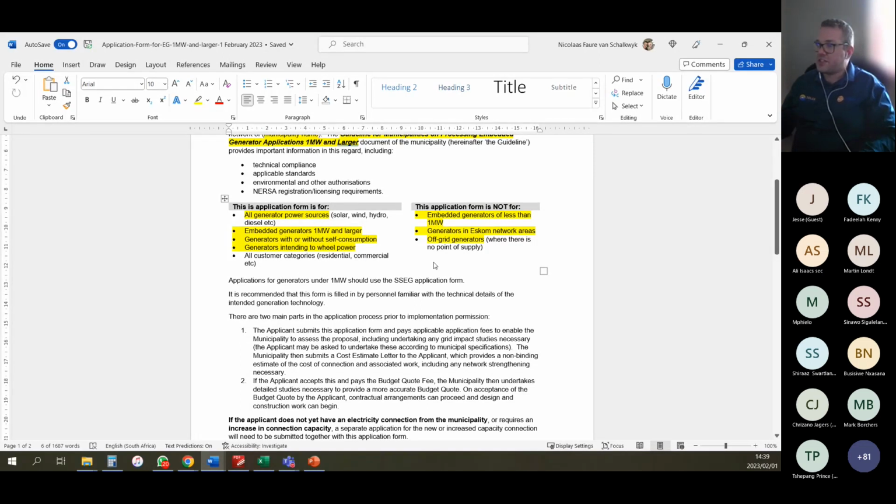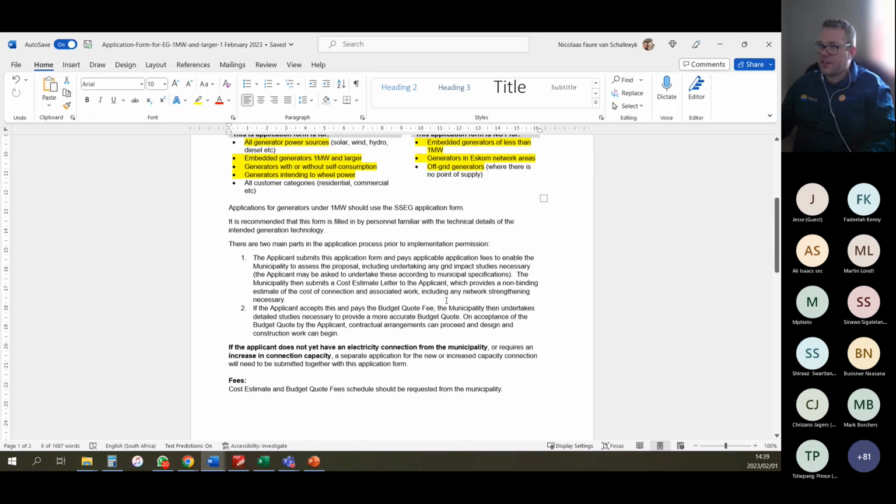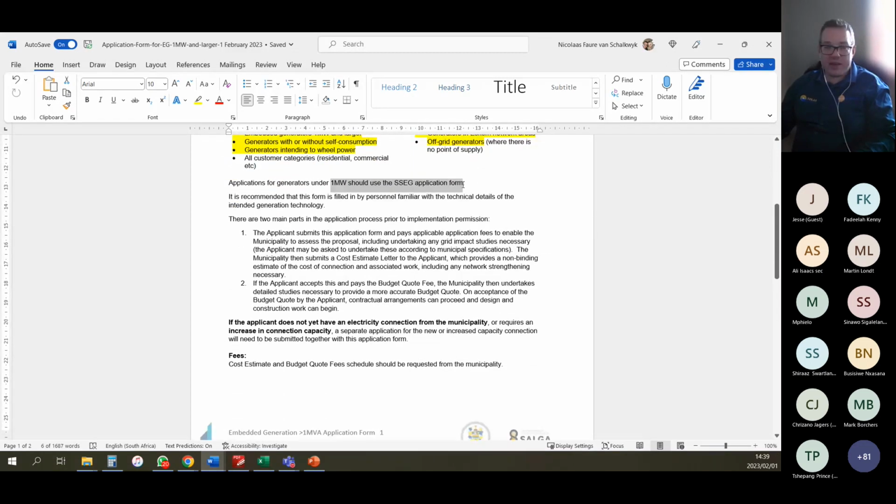This is not an application form for systems less than a megawatt, or obviously for generators in ESCOM network areas, as well as off-grid generators. Where there's no point of supply and no connection to the grid, so it's totally operating off-grid, then you would not use this form. Okay, right. So it's just stipulating that if it's less than 1 meg, they should use the SCG application form.